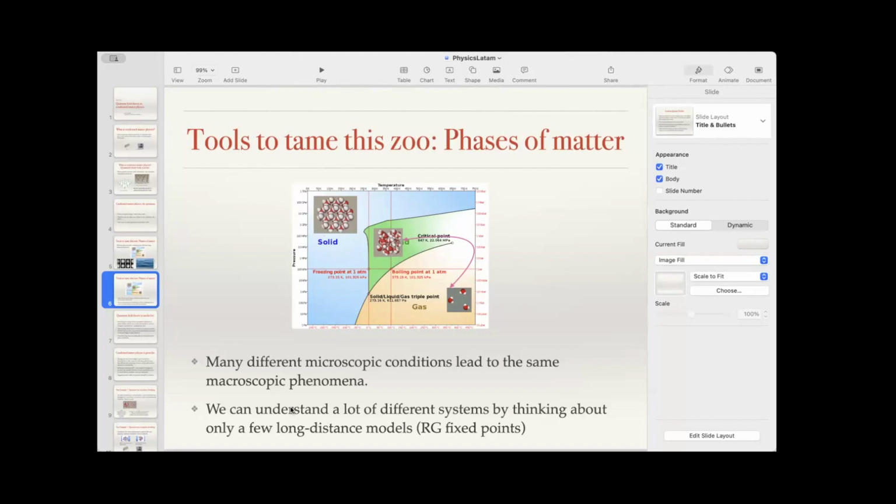Okay. And so we can understand a lot of different solid state systems by thinking about only a small number of long distance field theories. Okay. All right.